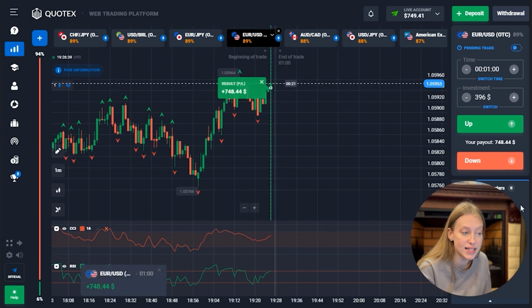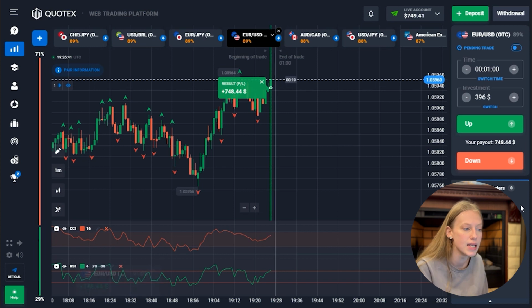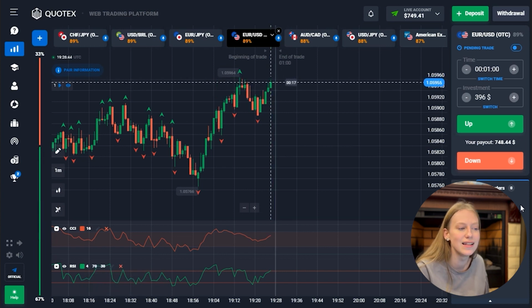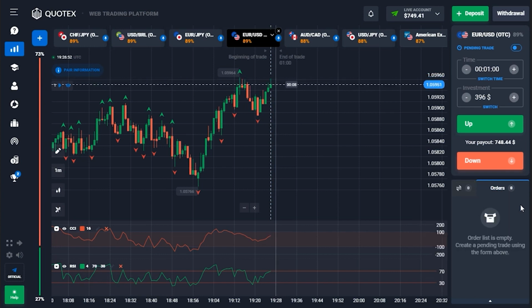Well guys, as you can see, the price has gone up a bit. I made my profit. I really love this 1-minute strategy to show really good entry points.